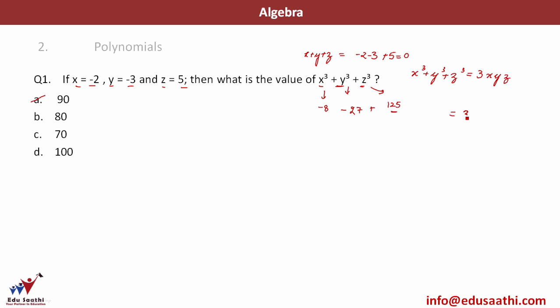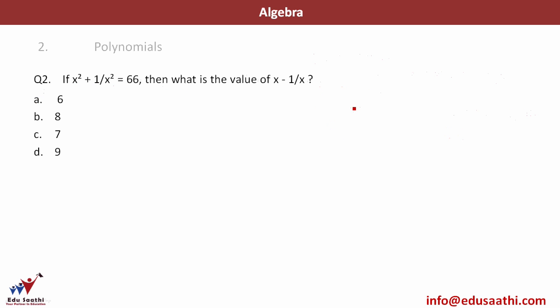So if I just put the values 3, minus 2, minus 3 and 5, the minus sign would get cancelled out and the answer that you would get would be 90. So any way that you want, you can solve the question. You can apply the formula or you can put the values and get to your answer. Let's look at the next question that we have.